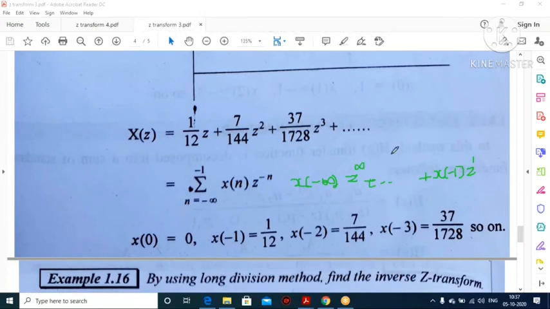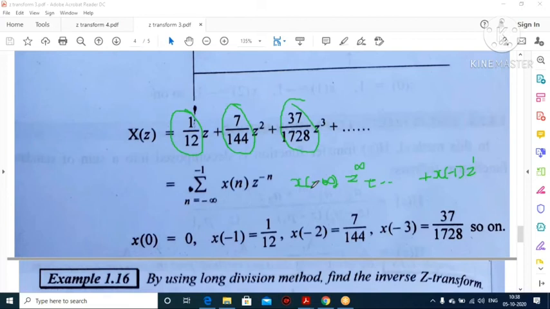Now you just compare this equation with our expression. Here x of infinity term is not given, so I could put 0. Next, here positive power of the z means z power 1. It means x of minus 1. So x of minus 1 is 1 by 12. X of minus 2, the coefficient is 7 by 144. X of minus 3, the coefficient is 37 by 1728. X of minus 4 goes on, etc.